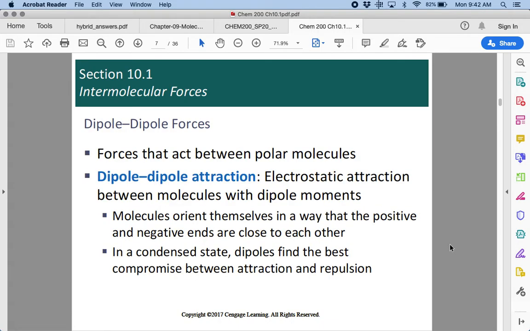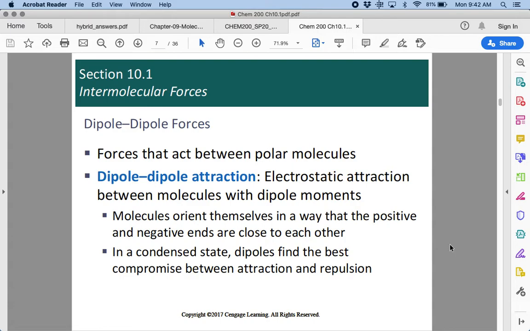The first type of intermolecular force we're going to talk about is a dipole-dipole attraction. This is an intermediate strength force. There are three forces we're going to talk about. London dispersion forces, also sometimes called induced dipole, are the weakest. Then dipole-dipole. And then we have hydrogen bonding. We're going to start with dipole-dipole because it's kind of the most obvious to us.